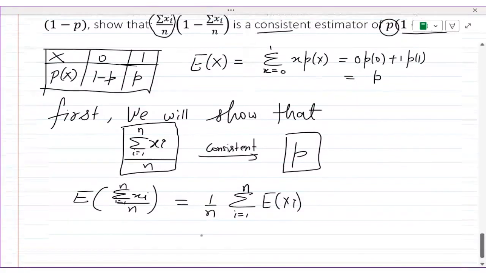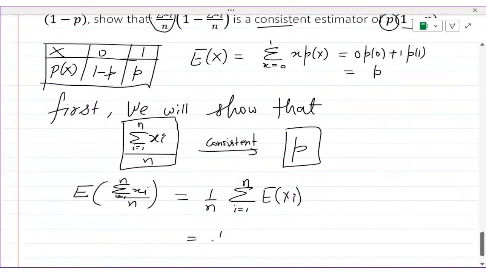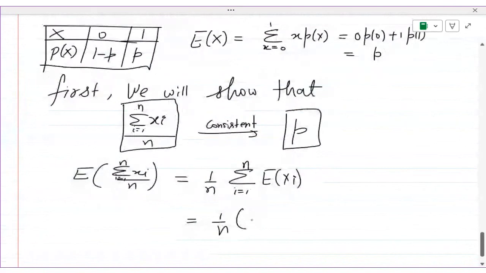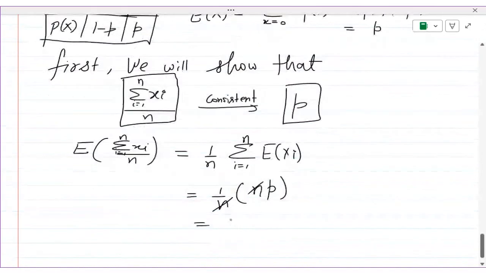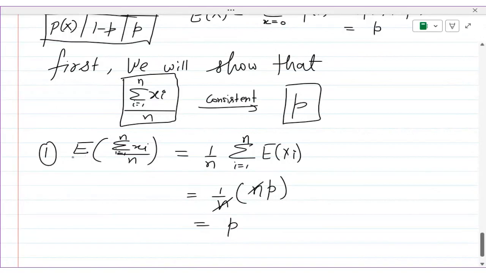Okay. So we have 1 by n times the sum of p values. How many values are there? n times. So we get n into p, and n cancels, so we get p. So first, I have shown that the expected value of this is equal to p.